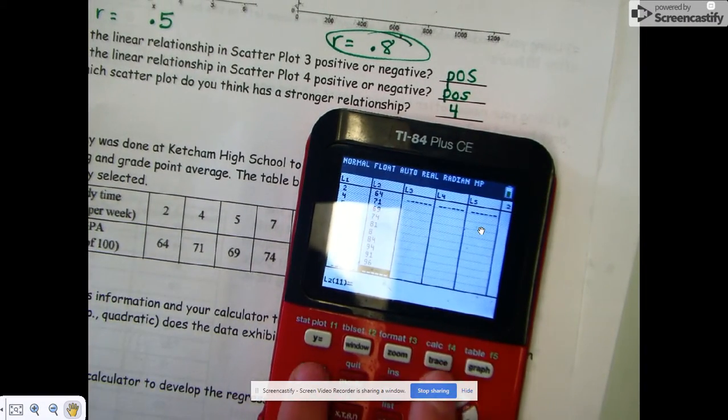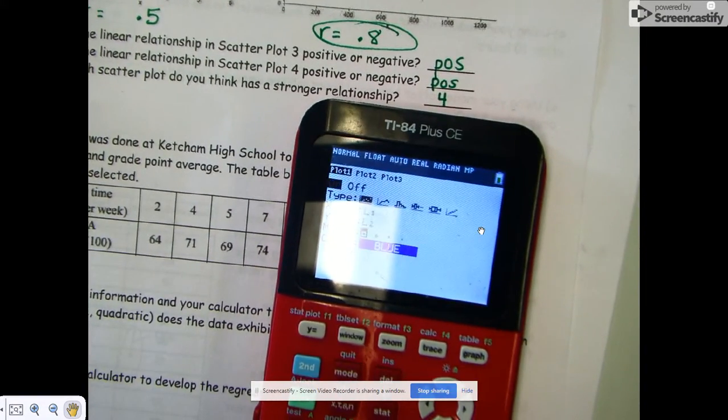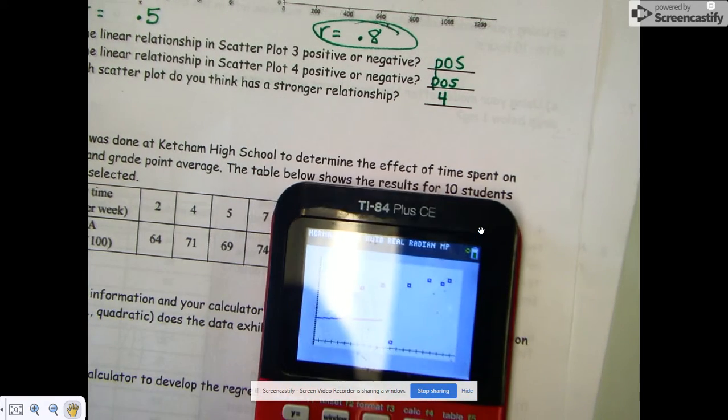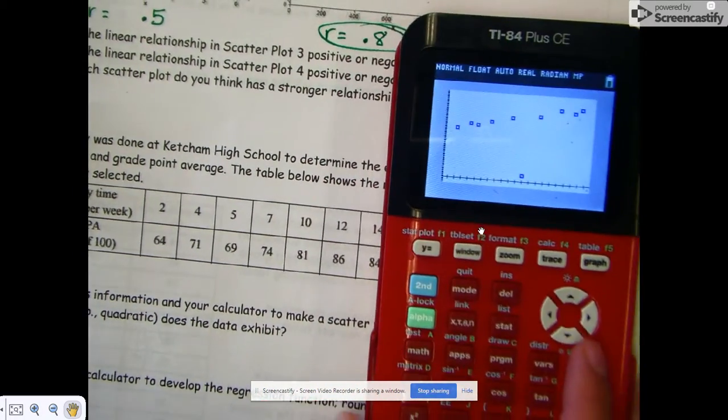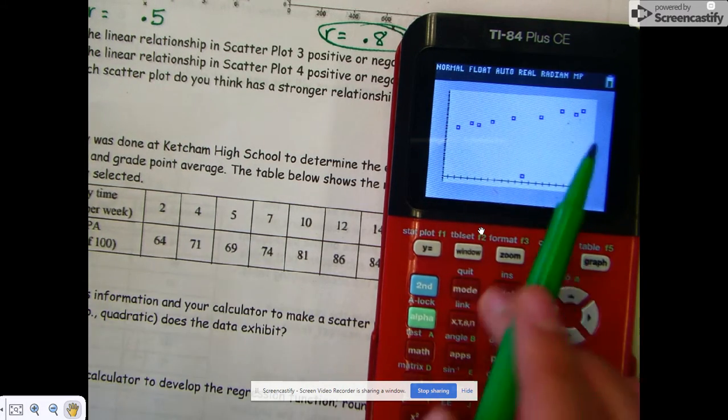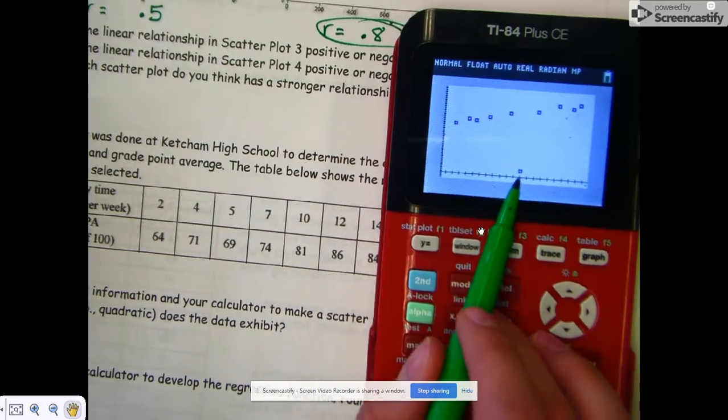Hopefully you should have your lists. Then you're going to go to second stat plot, make sure that it's on and highlighted, and go to zoom 9. Oh, and I have a line of best fit equation in there from before. This looks like a linear regression because it's following the shape of a line. There's an outlier right here, and that's okay, but most of the data is going in a linear pattern. So this one is linear.